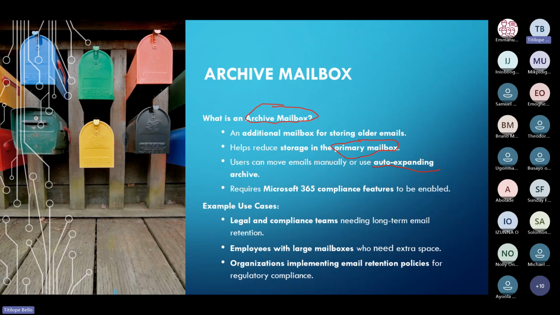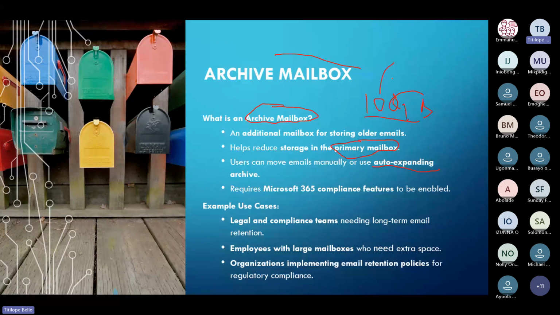In M365, you have a primary mailbox. If you are using E3 or E5, your primary mailbox is 100 gig initially. Once you reach maybe 90-something gig and you have enabled archive, the archive mailbox is also 100 gig initially. The primary mailbox will not grow beyond 100 gig.